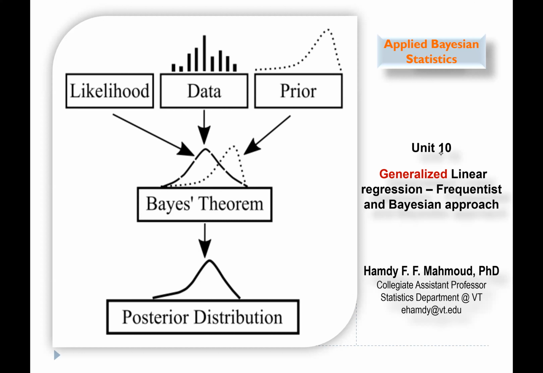But in the generalized linear model, in general, the response variable y doesn't follow a normal distribution. It follows something else. So let's start with logistic regression. Unit 10, generalized linear regression model, frequency approach and Bayesian approach. I will start with the simple case again, one explanatory variable and one response, and then we will generalize to any number of explanatory variables.